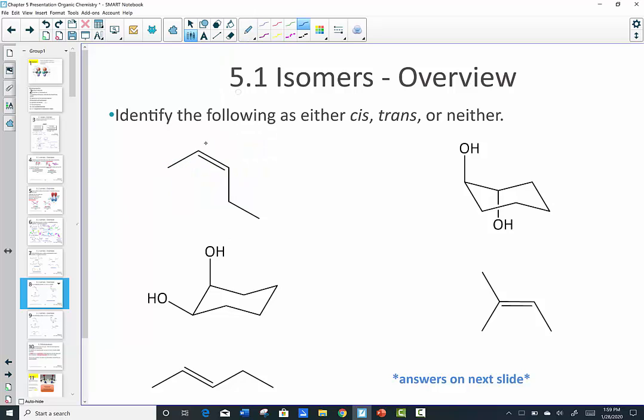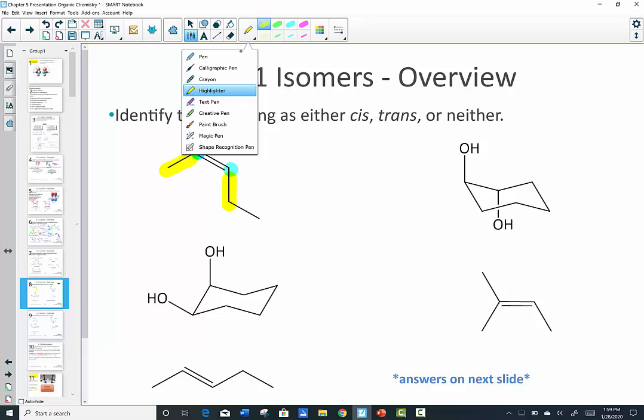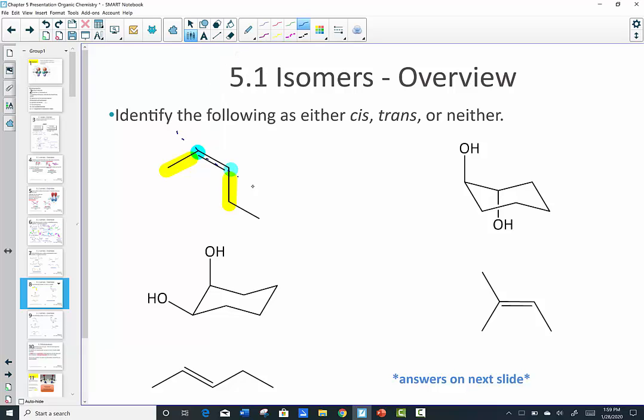And so when I find the two carbons in the double bond, I see that they have their branches both falling under the plane of the double bond. They're on the same side. So this is a cis conformation. 1, 2, 3, 4, 5. This would be named cis 2-pentene.